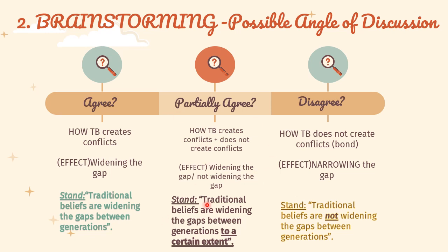So for partial agreement, you would say traditional beliefs are widening the gaps between generations to a certain extent. To a certain extent only, you don't fully agree with what is stated. It could be both, affecting both. That's what it meant.